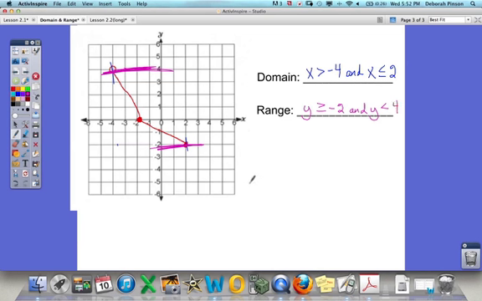Alright, so that's domain and range. It takes a little bit of time to get your head around, so watch this a couple of times if you need to. Come in and see me if you need to, but you do want to make sure that you get all this stuff down.